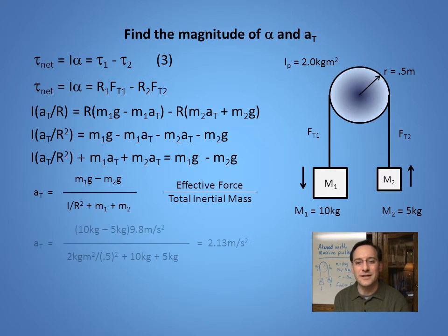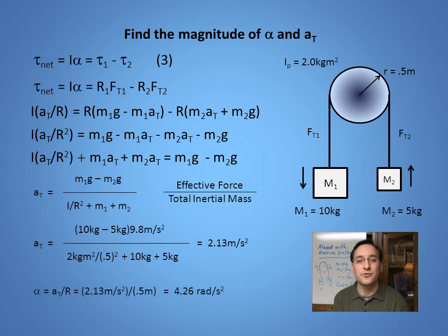Well, if we plug in all our numbers, we'll get a tangential acceleration of 2.13 meters per second squared. I can also then solve for alpha. That'll be AT over R, and that'll give us 2.13 divided by 0.5, and we'll get a value of 4.26 radians per second squared for the angular acceleration, and that'll be in a counterclockwise rotation.